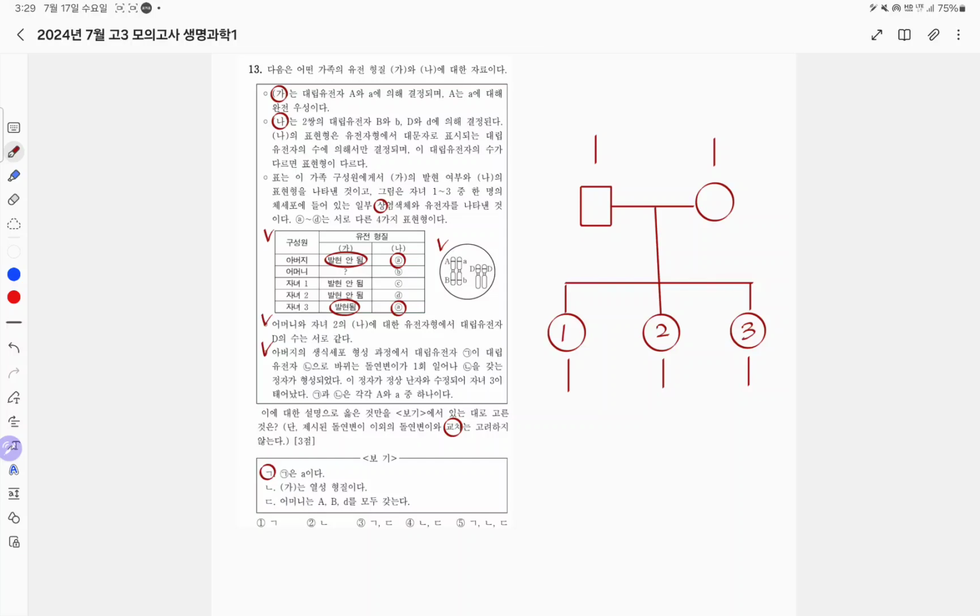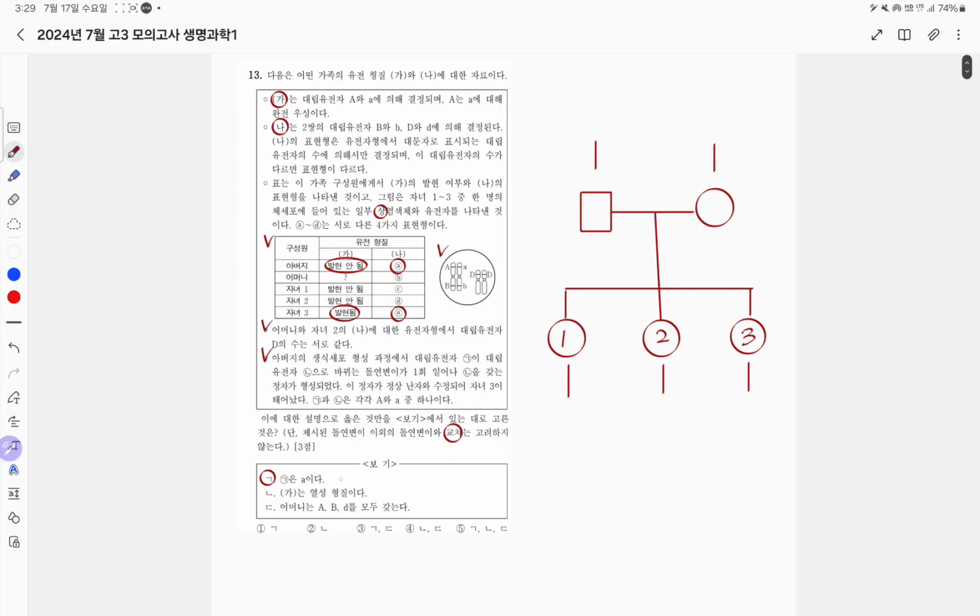So let's start with the assumption that the first statement is true. This means the recessive a allele is mutated to the dominant A allele. In such a case, child number 3 must have the first trait because he has the dominant allele. And that's really the case in the table. And because only child number 3 has the first trait, the diagram belongs to child number 3.